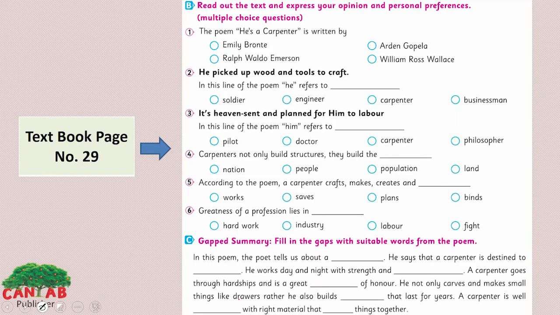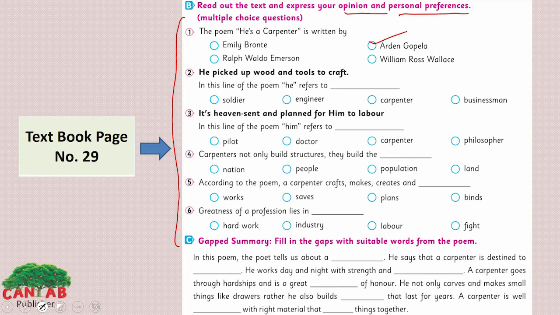Now look at the B section on page number 29. Read out the text and express your opinion and personal preferences. We have 6 sentences here. For each sentence we have 4 options. You have to choose the right one. The poem A Carpenter is written by, yes, it's very easy, it's already written on the page.